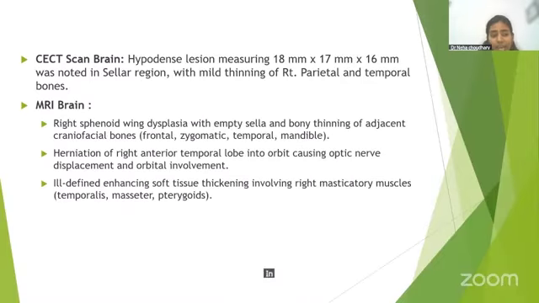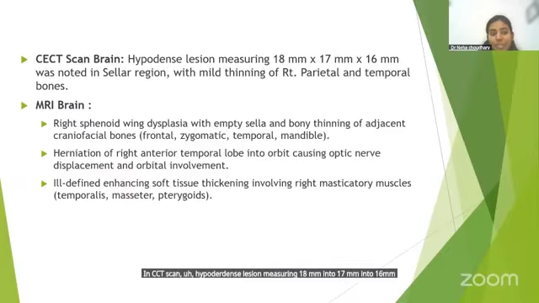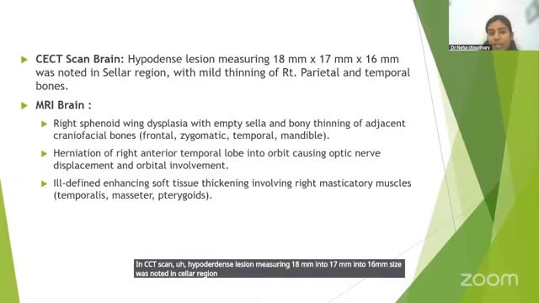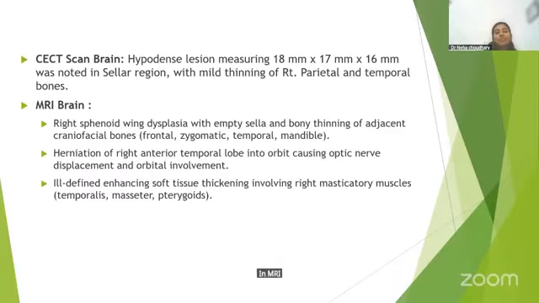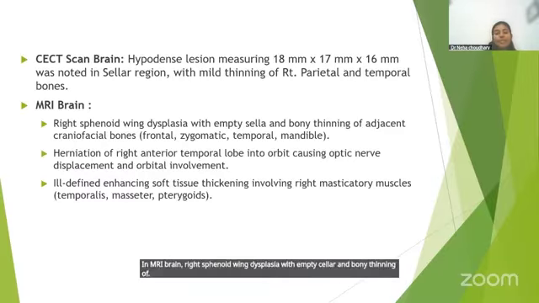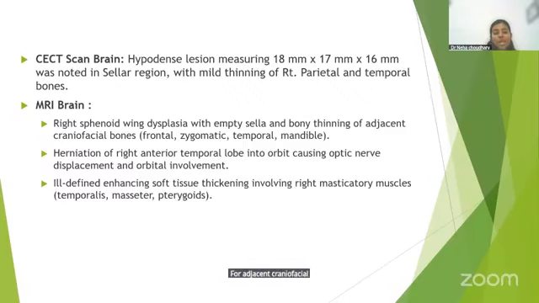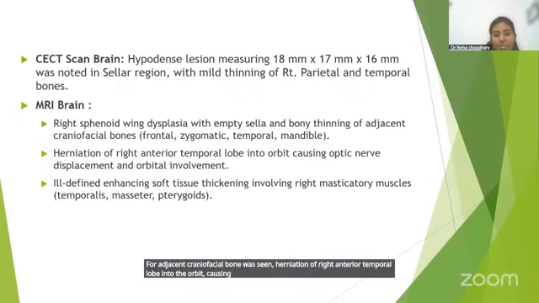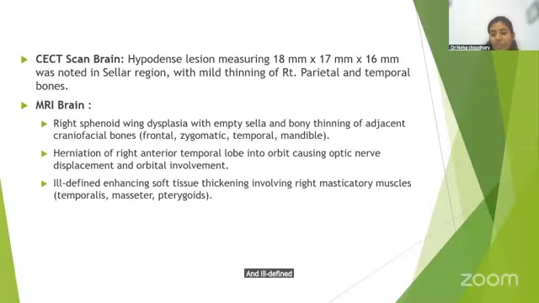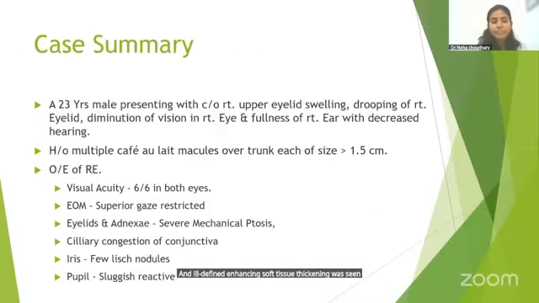In CT scan, hypodense lesion measuring 18 mm into 17 mm into 16 mm size was noted in sellar region with mild thinning of right parietal and temporal bone. In MRI brain, right sphenoid wing dysplasia with empty sella and bony thinning of adjacent craniofacial bone was seen. Herniation of right anterior temporal lobe into the orbit causing optic nerve displacement and orbital involvement was seen. And ill-defined enhancing soft tissue thickening was seen in right side.